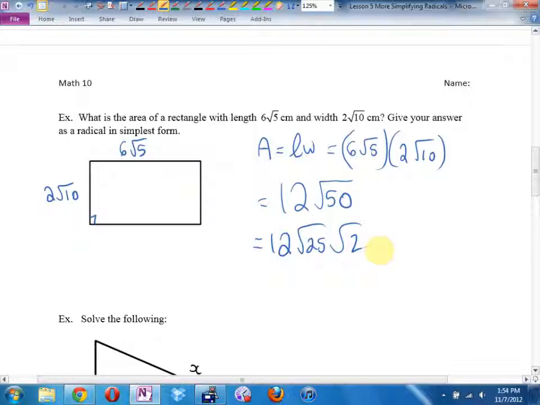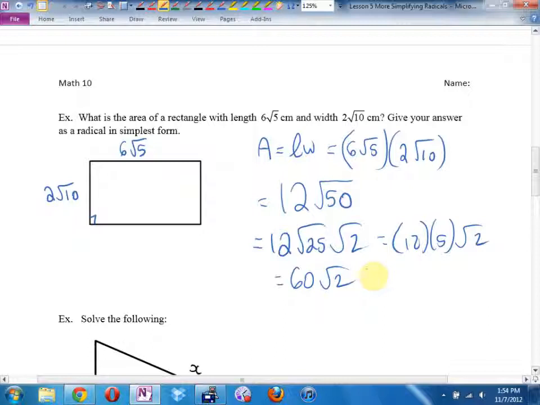What is the square root of 25? This is 12 times 5 root 2. Hey, what is 12 times 5? This is 60 root 2. You know what the area of that rectangle is in simplest radical form? 60 root 2. That's one application they love to do.